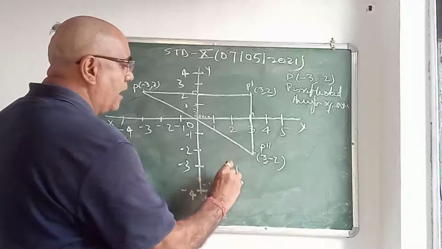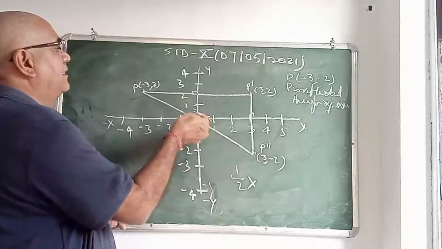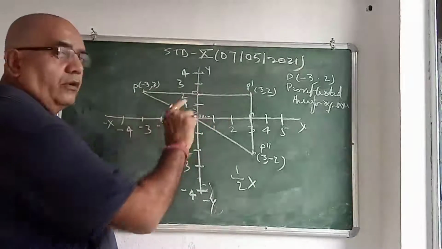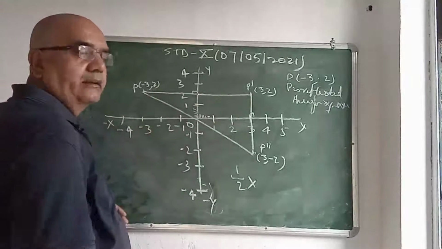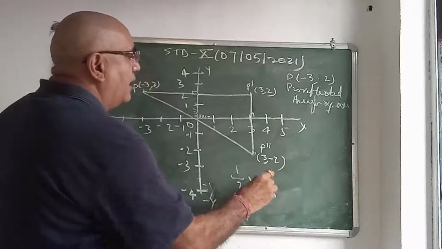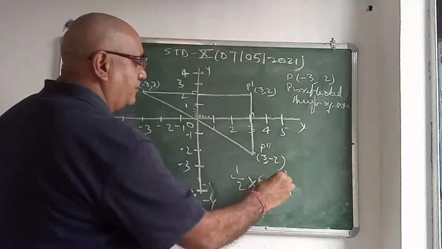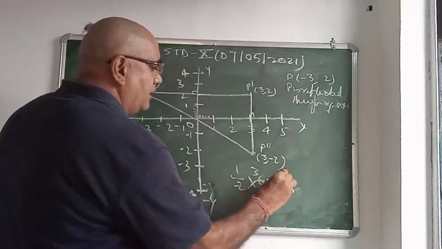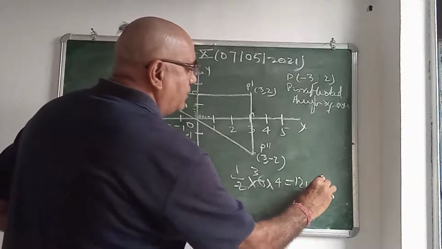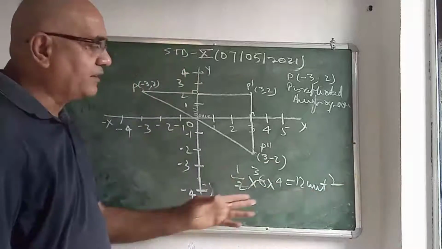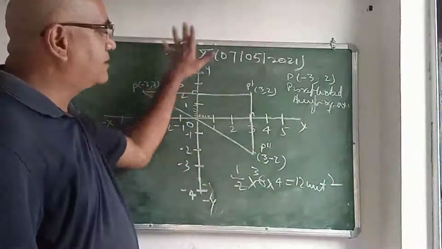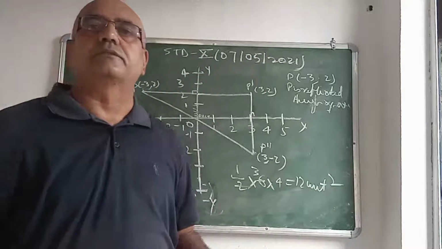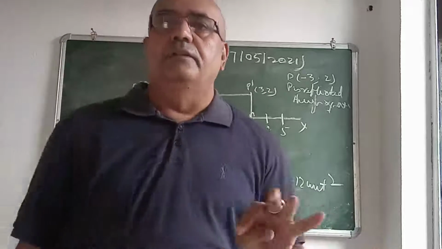So area is half base times height. This is 3, this is 3. Don't take the negative sign, you only count the value. 3 this side, 3 this side, so the base is 6. And 2 this side, 2 this side, so 4. Half times 6 times 4 means 12 unit square. Nothing like centimeter or meter is given, so you have to write unit as well. This is the answer of this question. Do you follow? This is reflection.